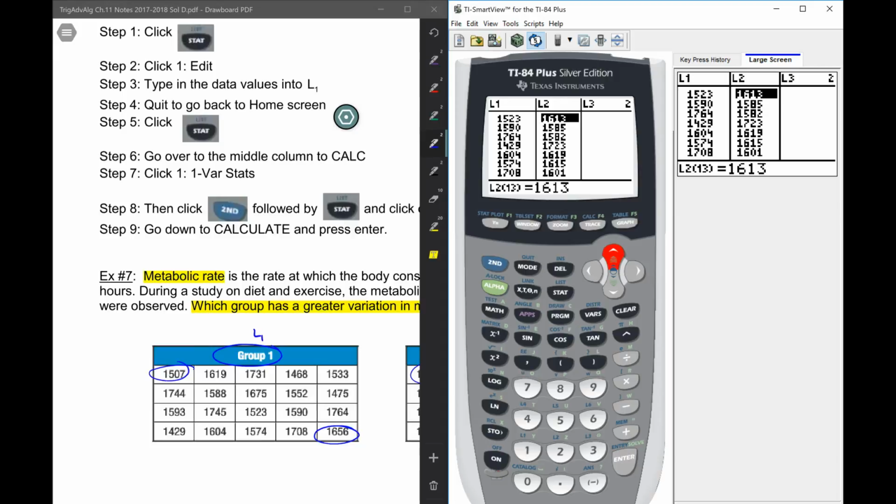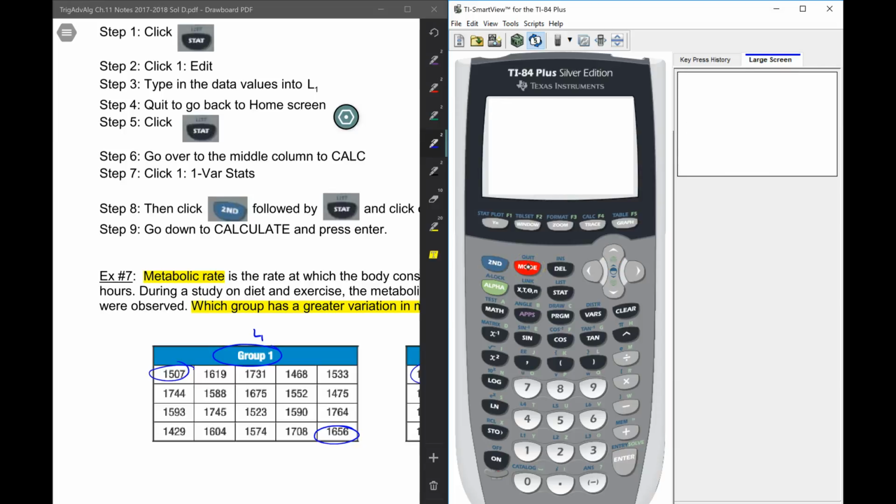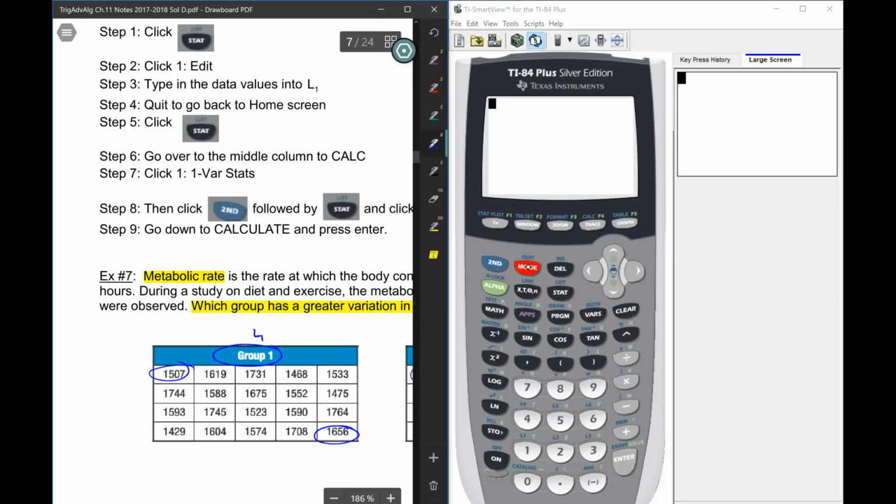Okay, so now we've entered our numbers into list 1 and list 2. What we're going to do is quit. So second quit, go back to the home screen. Okay? Now we're on this step. So we're going to click Stat again, same button.